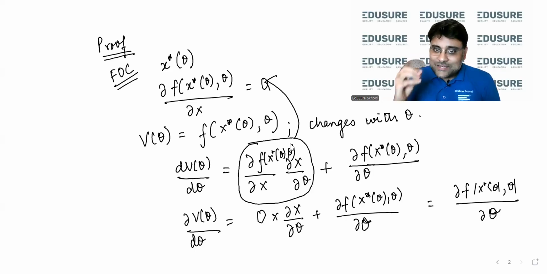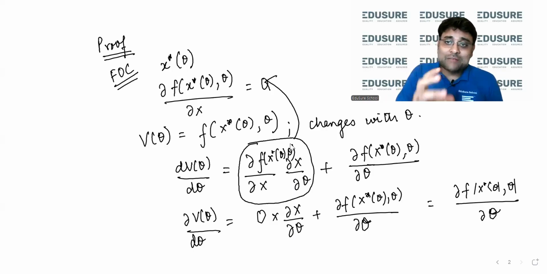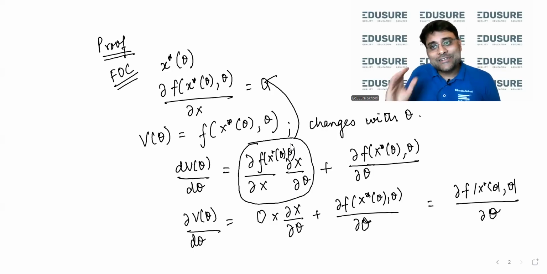Okay, this simplifies the analysis significantly. I don't have to worry about the indirect effect of theta affecting my x star and hence affecting my value function. So this basically simplifies the analysis as it circumvents the need to differentiate the optimal choice. I don't have to differentiate with respect to x at all. Okay, so that is the interpretation.